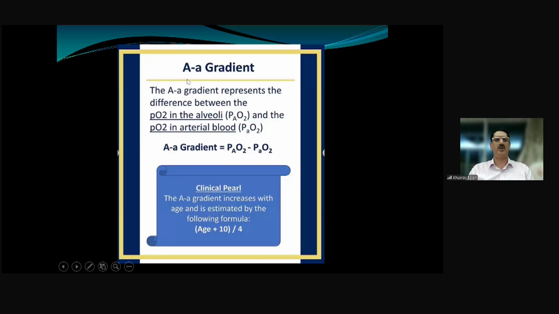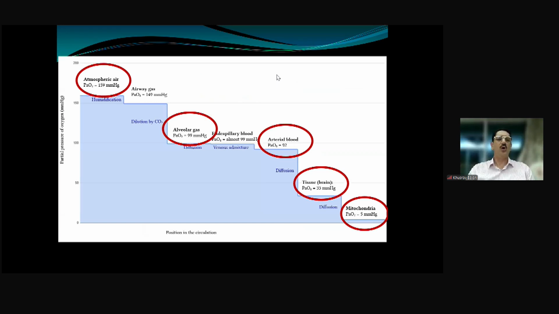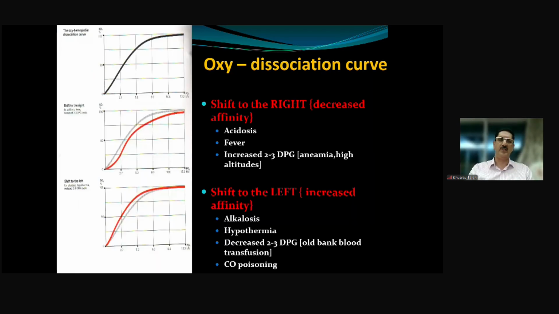Just one more line about the AaO2 difference. As I said, it is about 5 to 10, but this is the diagram which actually tells you age plus 10 upon 4. So in the atmosphere, we have 150 millimeters. Then in the alveolar gas, we have 99 or 100. In the arterial, we have about 92. In the tissues, we have 33. And in the mitochondria, we have only 5. So it all depends upon what is the need of every tissue and organ in the body.